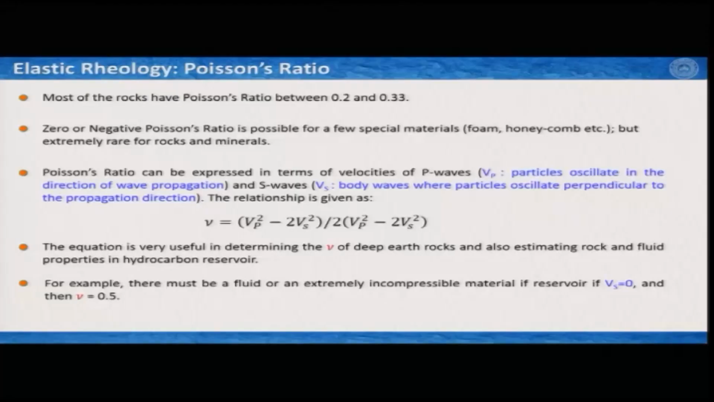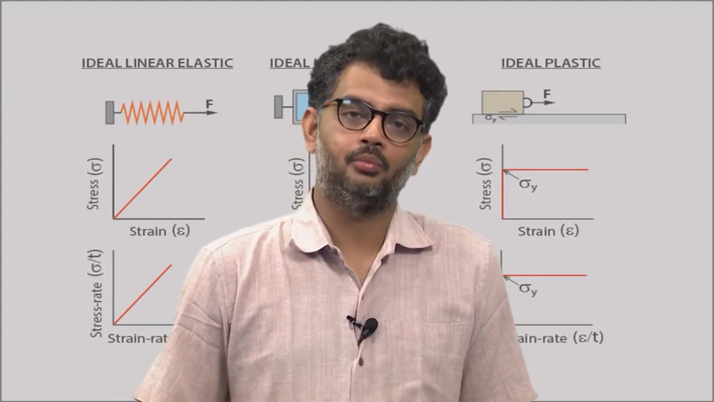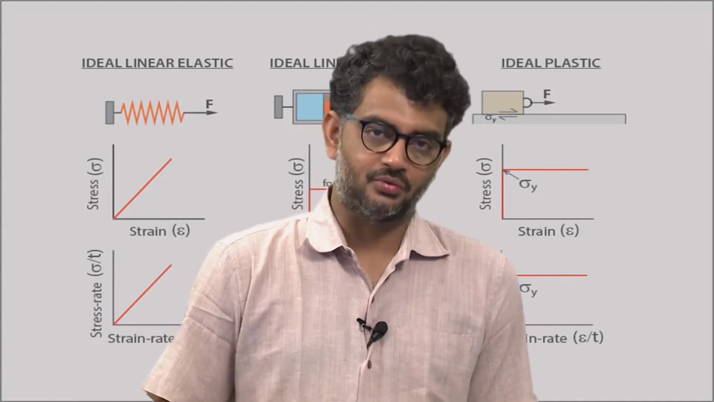So, most of the rocks that we generally consider in the wide range of conditions, they do have Poisson's ratio between 0.2 to 0.33. It is not a very wide range, but in terms of Poisson's ratio, it is pretty wide. Now, 0 or negative Poisson's ratio, as I talked about, is also possible for a few special materials like foam and honeycomb, but extremely rare for rocks and minerals. With negative Poisson's ratio for common isotropic rocks or minerals we do not see, but people have reported some sort of negative, very little negative Poisson's ratio in some particular directions of some anisotropic minerals.